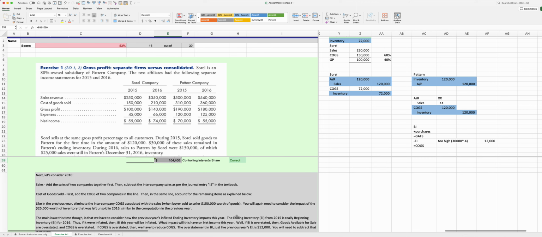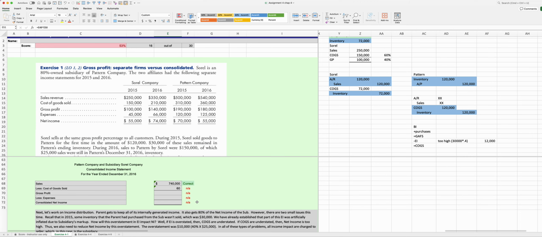Alright, so we have to continue onwards, and we're going to take a look at 2016, and again, the 2016 number is very much similar to what we did previously. The sales, we just add across for 2016, which are 350 plus 540 for the consolidated group. And then we subtract the intercompany sales, and they tell us the intercompany sales, sales to Pattern by Sorrel, were $150,000 in 2016. So I'm going to subtract that right away to arrive at $740,000.